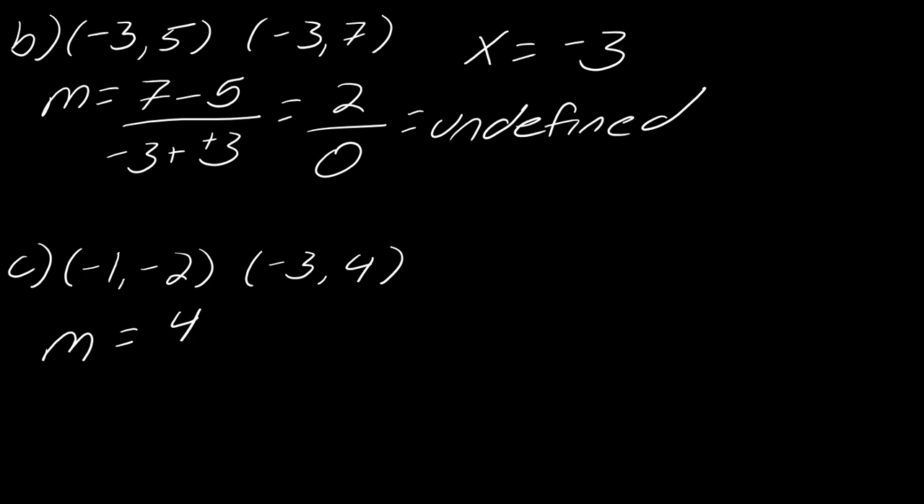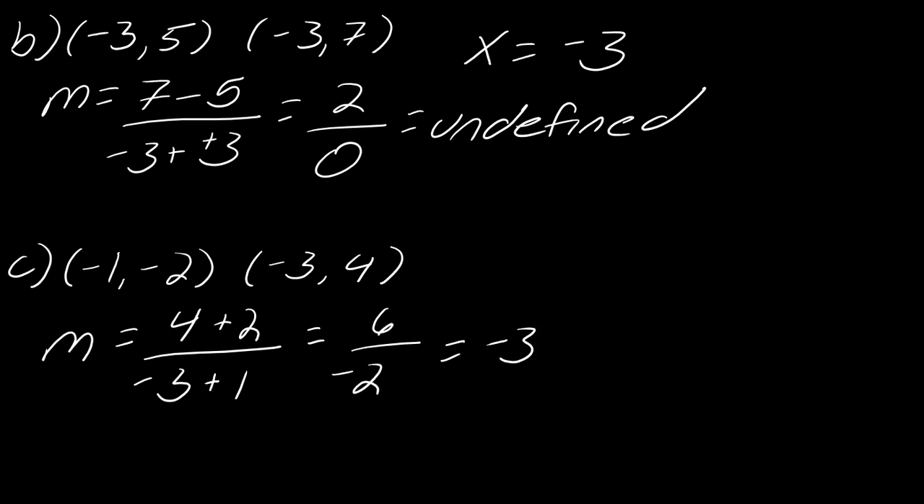Okay, so I'll take 4 minus negative 2, which becomes 4 plus 2, and negative 3 minus negative 1, which becomes negative 3 plus 1. So this is going to equal 6 over negative 2. So my slope in this case will be negative 3. Cool. So now I can go ahead and choose either point that I want.